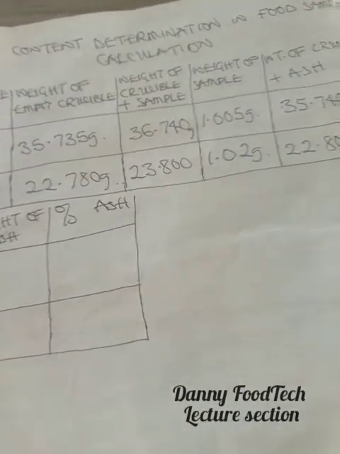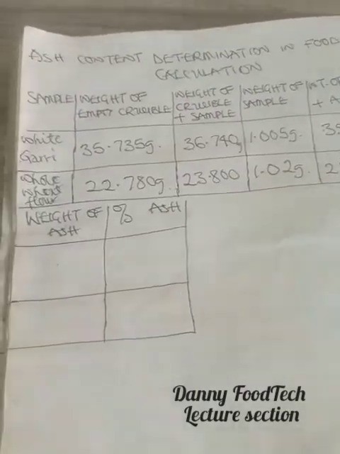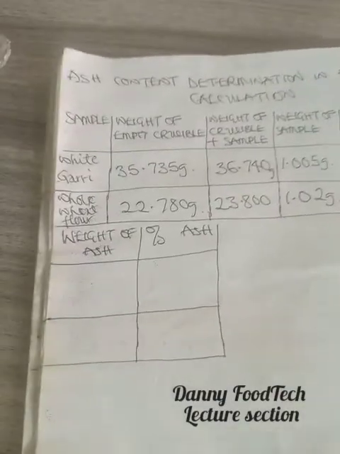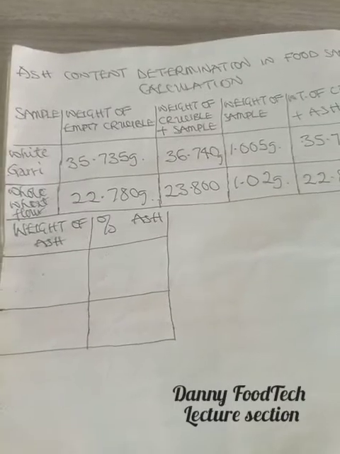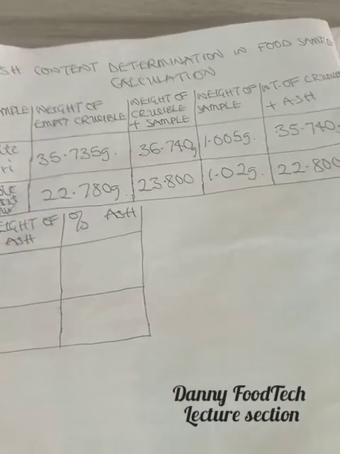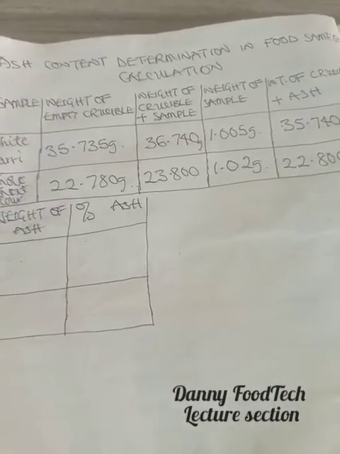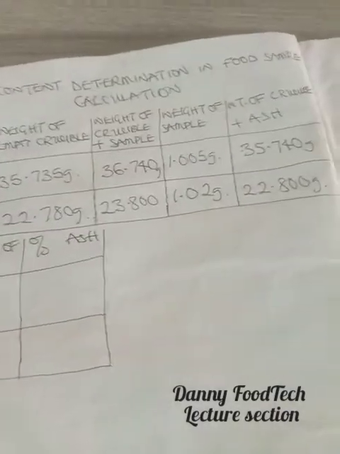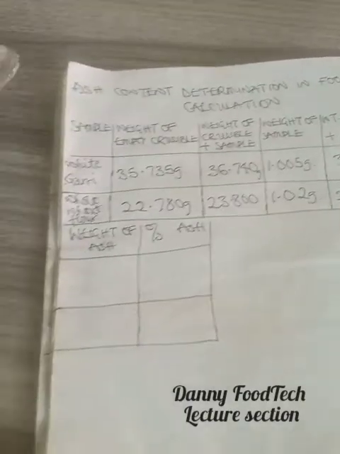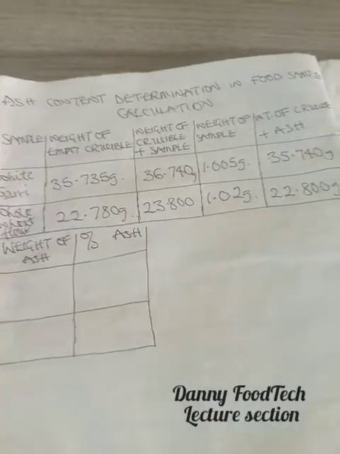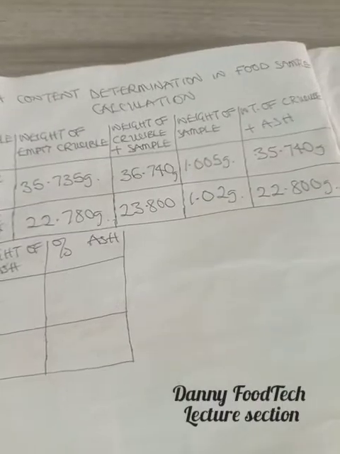The first thing is you dry the two cleaned crucibles. In this case, we have only two samples, so you need two crucibles. You clean the crucible first and then dry it in the muffle furnace for 15 minutes. Then remove the crucible from the muffle furnace and immediately transfer it into the desiccator and cool for another 15 minutes.